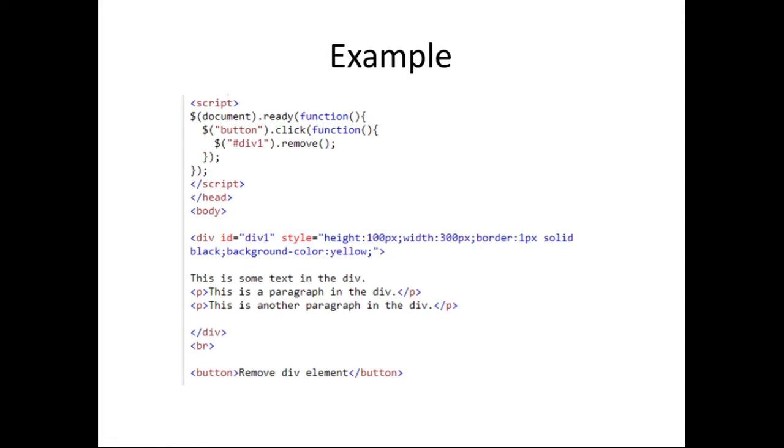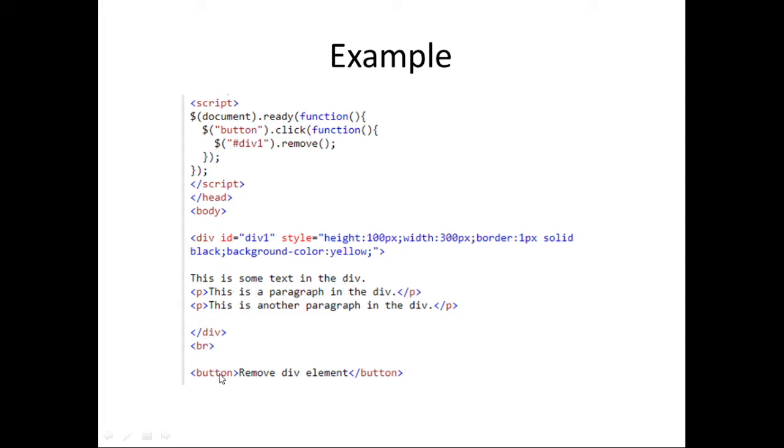So as an example, let's first take a look at the body of this HTML file. We have a division with a height of 100, width of 300 px with border, just to more or less show the area. That's why we place borders, we place a size, and then we place a background color. And then inside the division, we have this text. Then we have two paragraphs inside the division. Okay, so there's a text and two paragraphs inside the division.